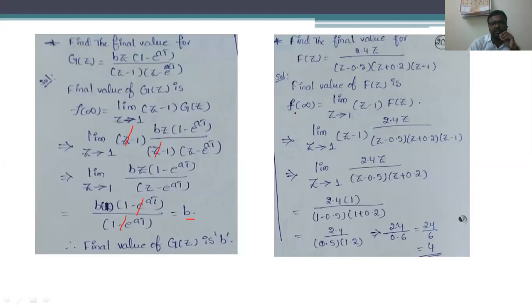Coming to the definition of the final value theorem, f of infinity is equal to limit z tends to 1, z minus 1 into f of z. So z minus 1 has to be multiplied with the function f of z. Cancelling the terms z minus 1 and z minus 1, and substituting z equal to 1, we get 2.4 into 1 divided by 1 minus 0.5 into 1 plus 0.2 into 1. Finally, we get the final value of the function f of z as 4 for this problem.